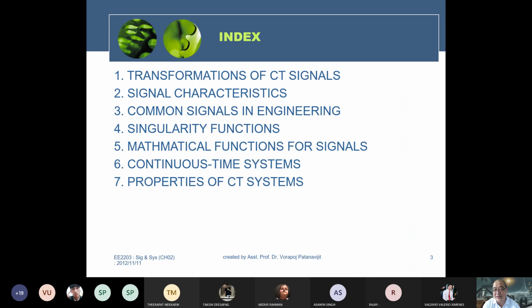The next one is the common signals that you can find in engineering. The signals frequently found in engineering are the signals or functions generated from the differential equation. The result from the differential equation may be a simple decreasing exponential, or may oscillate a little bit or something like that. We will explain all these signals here.